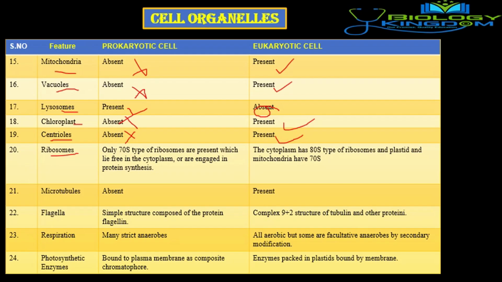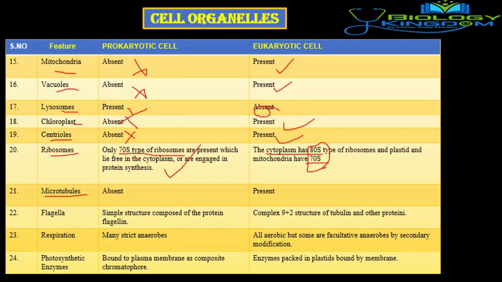Coming to ribosomes, in prokaryotic cells we have only 70S type of ribosomes, whereas in eukaryotic cells we have 80S ribosomes, and the plastids and mitochondria also have 70S ribosomes. So both kinds of ribosome structures are present in eukaryotes. Only 70S is present in prokaryotic cells.